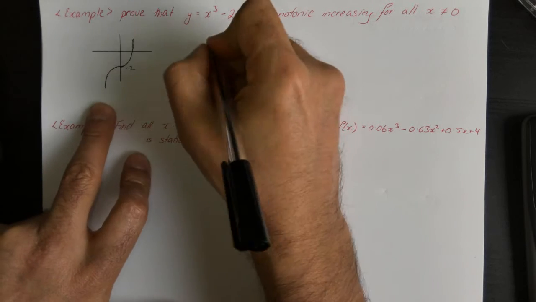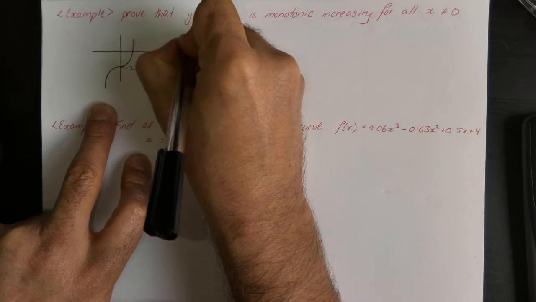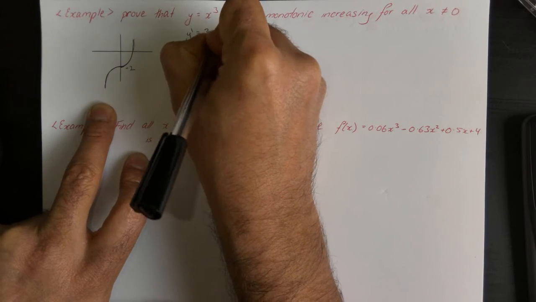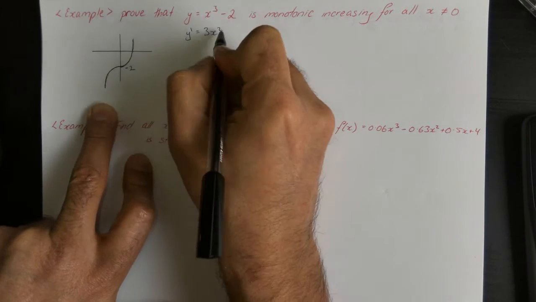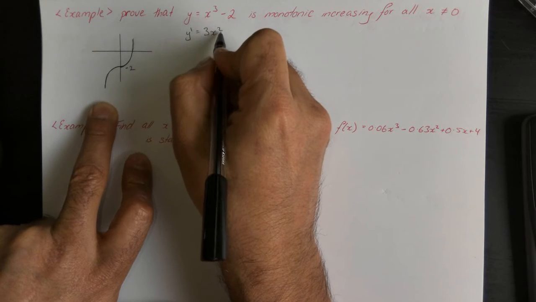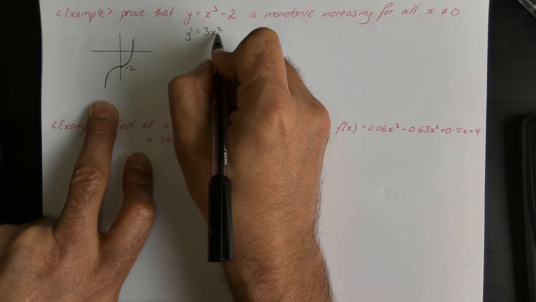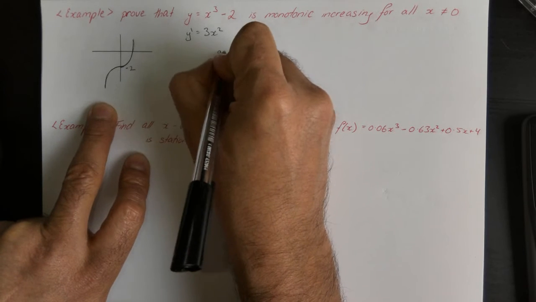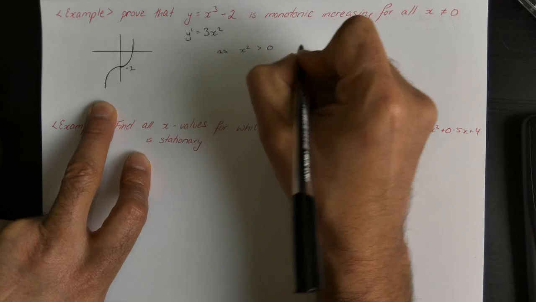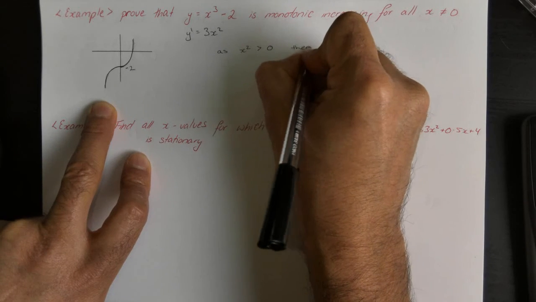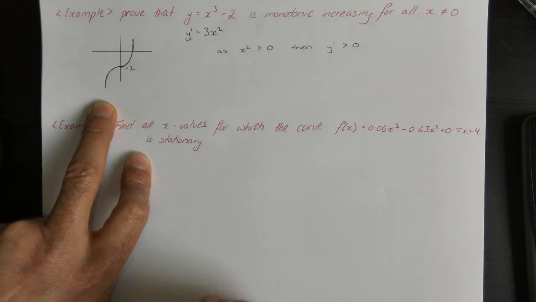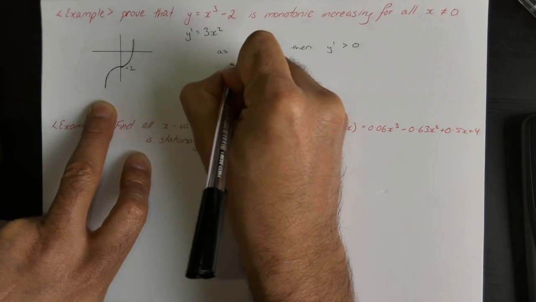So let's try finding the first derivative. We get 3x squared. As you have an x squared, if you plug in any value for x, that's always going to be a positive value. So as x squared will always be greater than 0, the first derivative will also be greater than 0. Therefore, it's monotonically increasing.